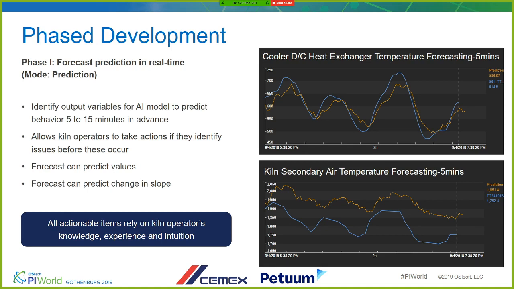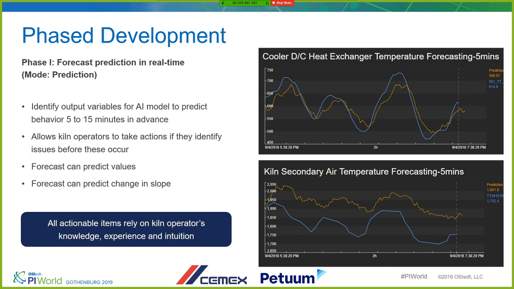So we started with our phase approach. In the first phase, as I was mentioning, we had the forecast prediction in real time, the capability to have an additional piece of feedback to the kiln operator saying, in the next 5 to 15 minutes, your process is behaving like this. And as you can see in the pictures, these were eye-opening for all of our kiln operators, because for the first time, they were able to see how their process was behaving and how the artificial intelligence model was telling them the system was going to behave 15 up to 25 minutes ahead of time.